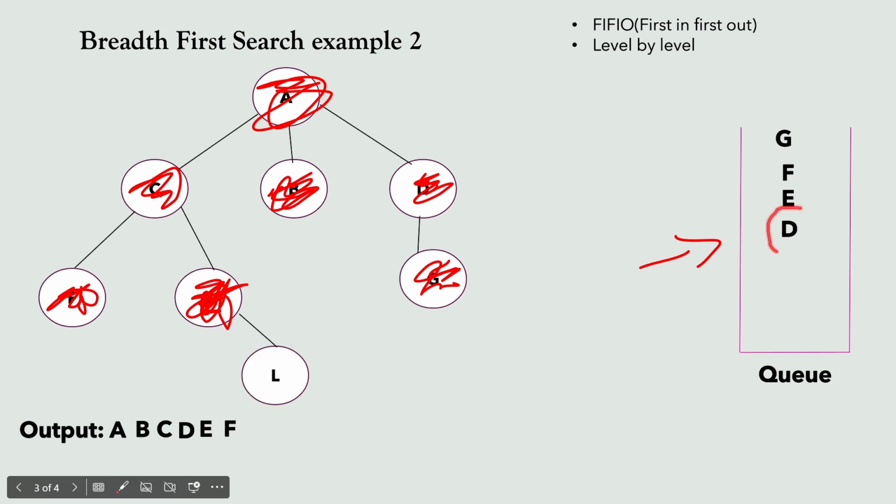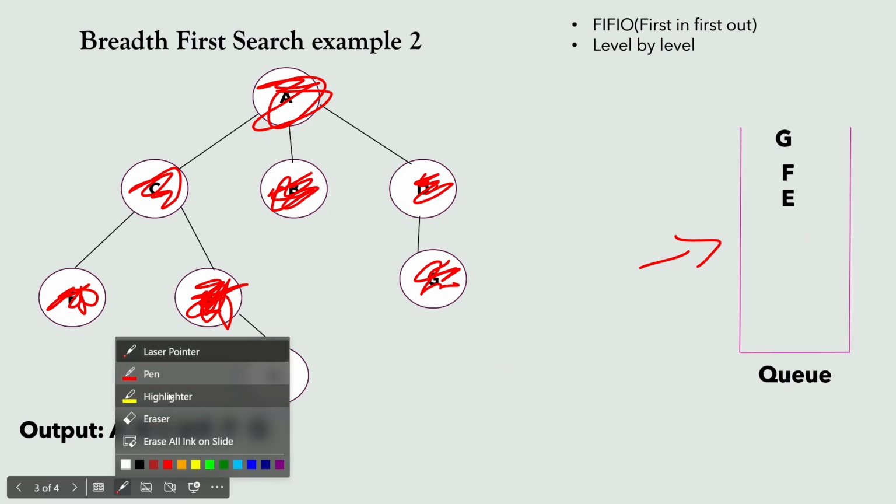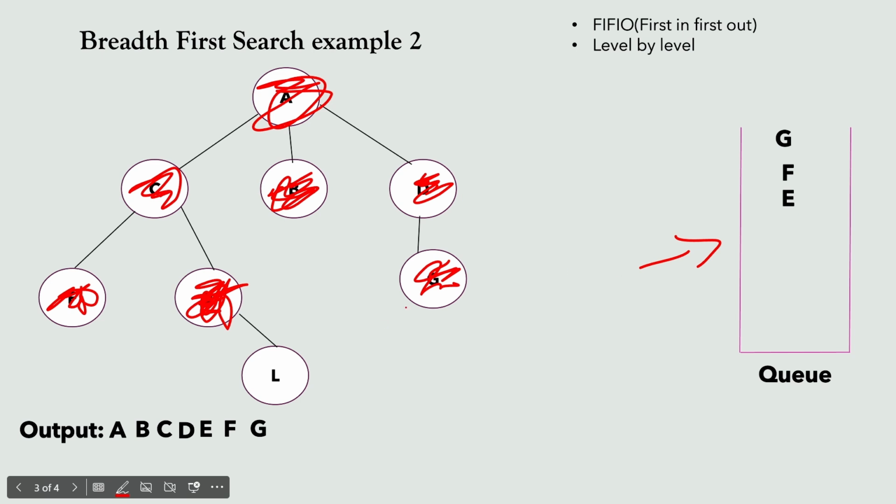Now D will go out of the queue because D now doesn't have any node left. So we take D out. And guys, now we have E coming before F in the queue. That's why we put L in the queue and mark it as visited. Now guys, we go back to E and see that we don't have any node left. So we take it out from the queue.